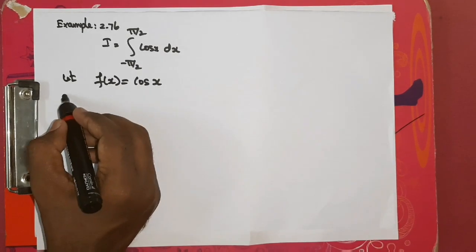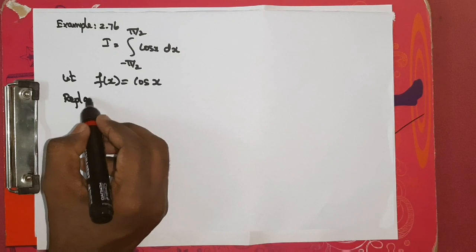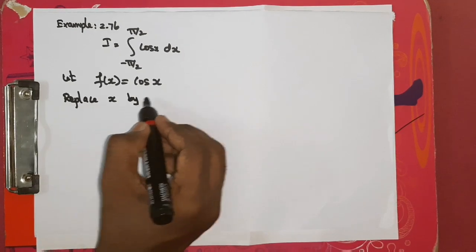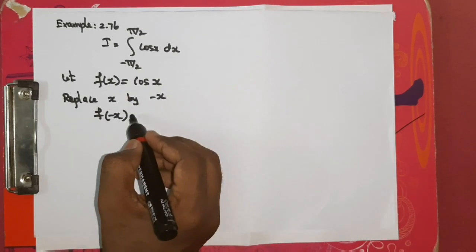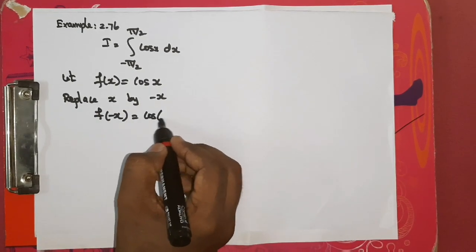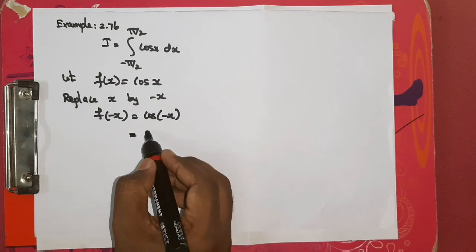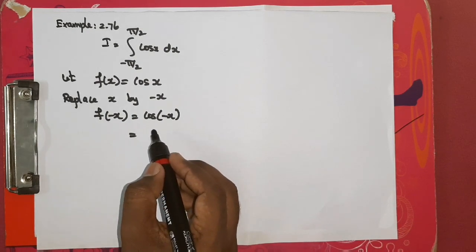To verify whether it is odd or even, we have to replace x by minus x. So in the x place, when I put minus x, I get f of minus x equal to cos of minus x. So what is the cos of minus x property? Because cos is the only even function.